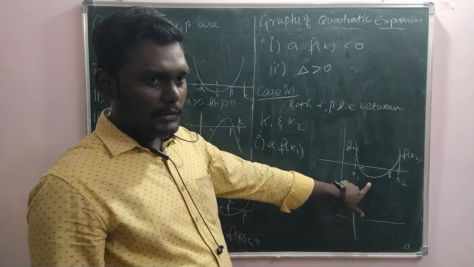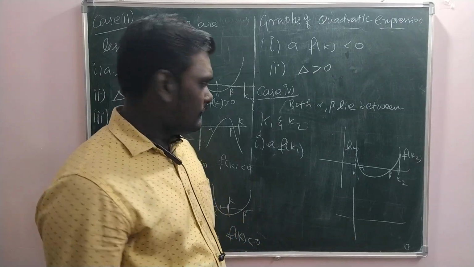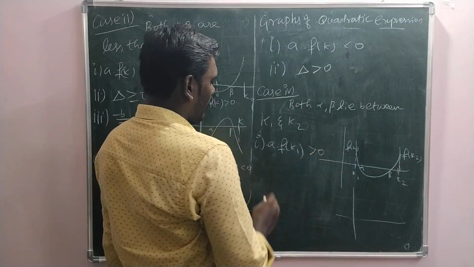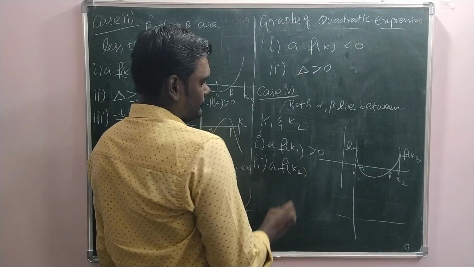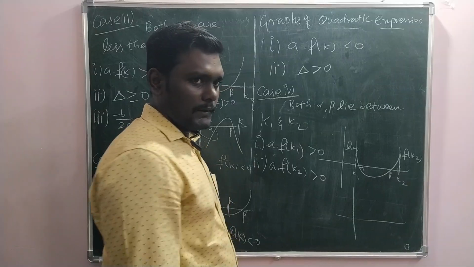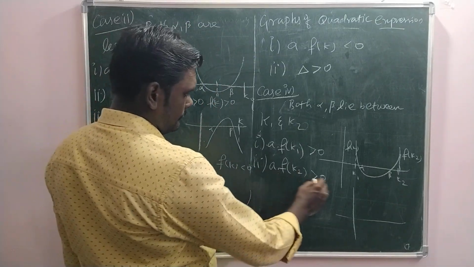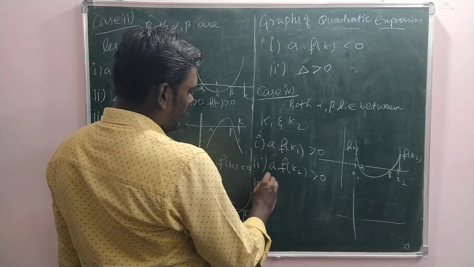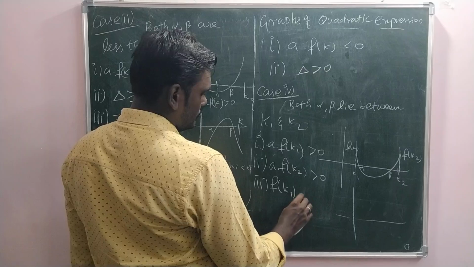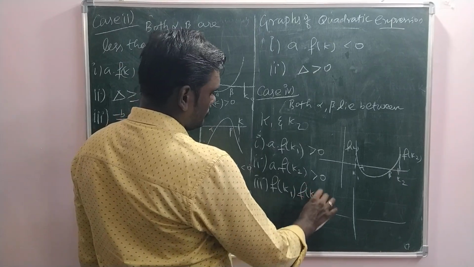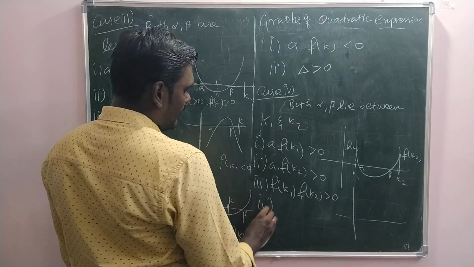See, a is positive, and f of k1 is also positive. So it is greater than 0. A into f of k2 is also positive. And f of k1 into f of k2 is also positive. And what can we say about the delta?